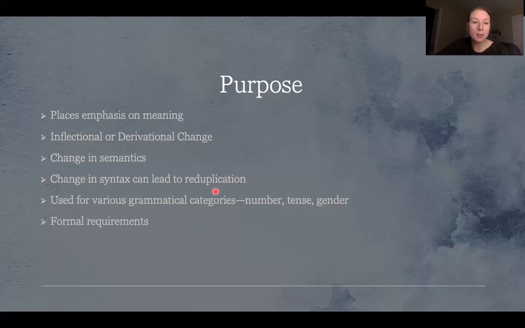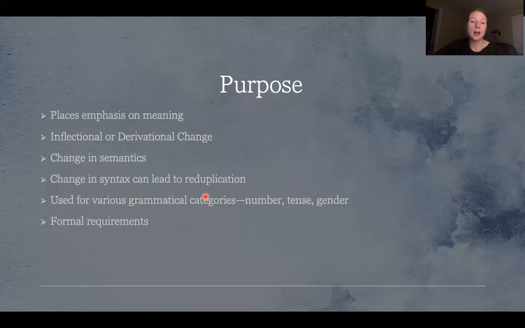Some other key purposes are change in syntax. So even in my own research, I could see that based on, like, if certain morphemes changed, like the order in the way that the speaker was saying something, or the way that the language orders their sentences, if certain morphemes were changed around, whether that was the case markers or the key morphemes, like the nouns or the adjectives, were moved, there was reduplication.